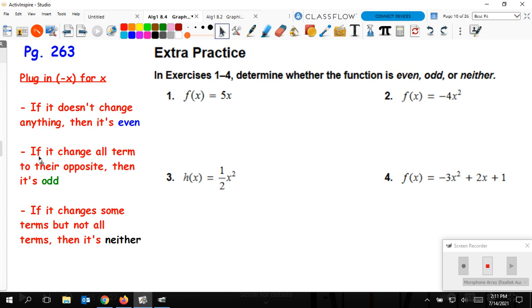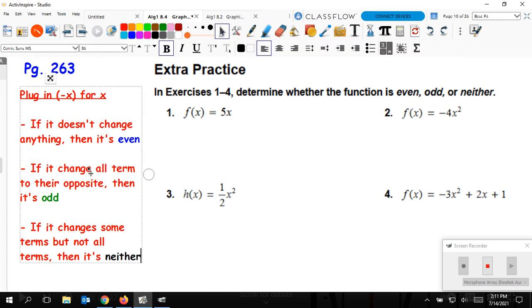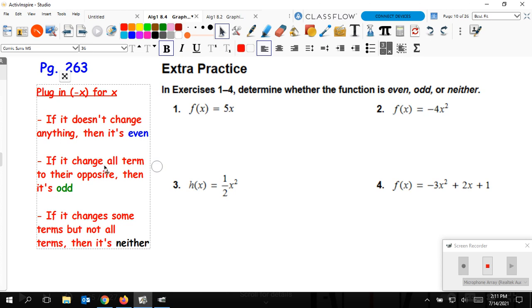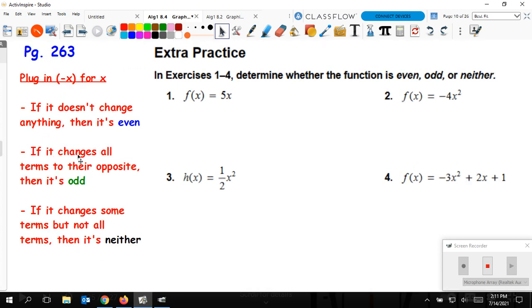If it changes all the terms to their opposites, then it's odd. If it changes some of the terms but not all terms, then it's neither. All right, let's go ahead and see how that works out here. I'm going to go ahead and do number 2 and 4, and I'll give you a chance to try 1 and 3.